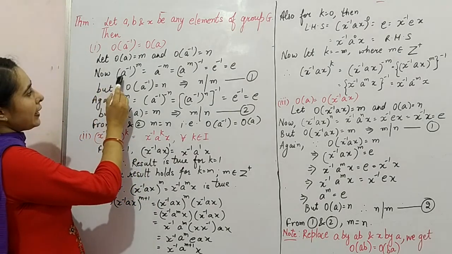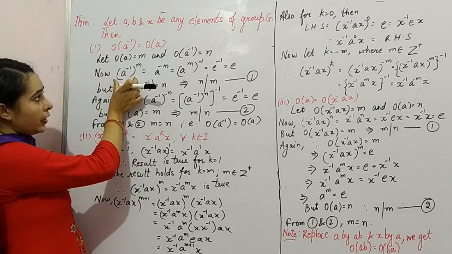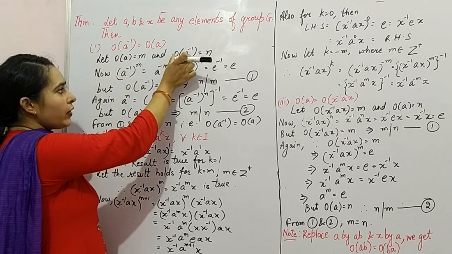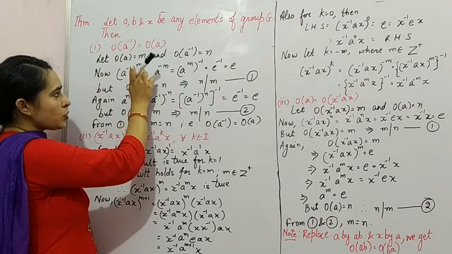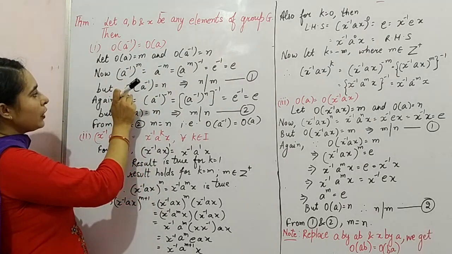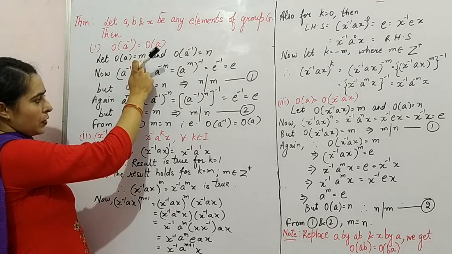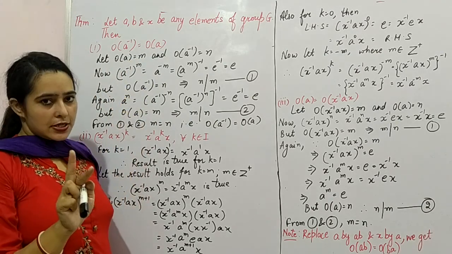Now, a inverse raised to the power m is equal to, now from where do we have to start? We know that the order of a inverse is equal to n, so we shall start with a inverse raised to the power m. And again, as we know that the order of a is equal to m, so we shall start with a raised to the power n. We have to do the reverse.